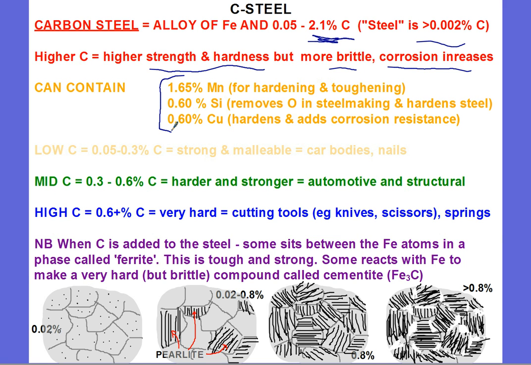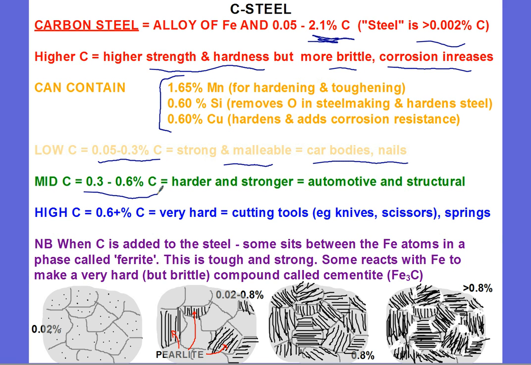There's a lot of different grades of carbon steel, but the 3 main ones are low carbon steel, 0.05 to 0.3% carbon. It's strong, but it's also malleable because of its low carbon content. It's used for things like car bodies and nails, things that have to be formed into shape. Mid-range or middle carbon steel can be 0.3 to 0.6% carbon.